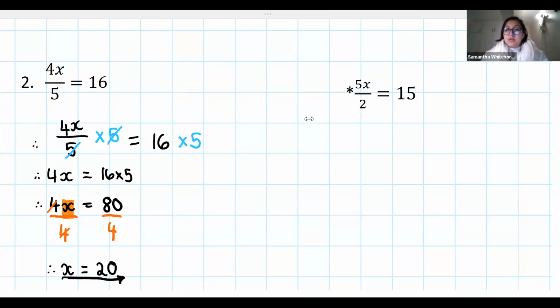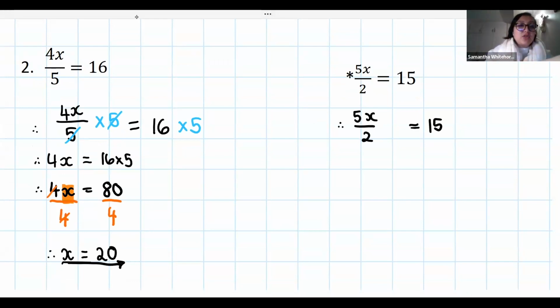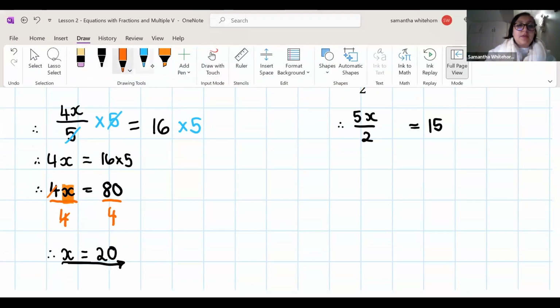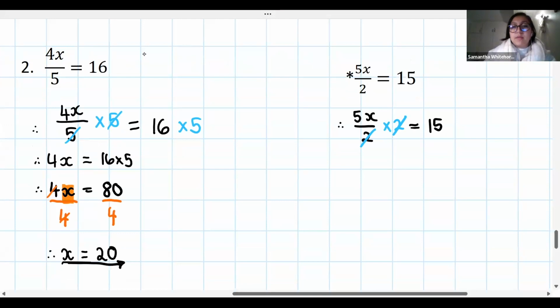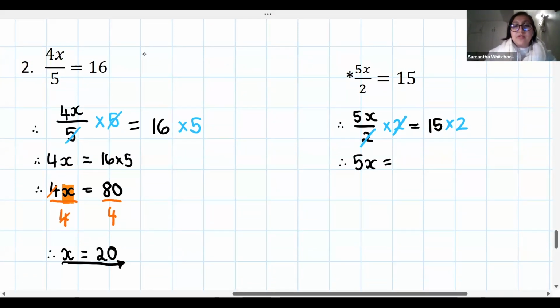So 5x over 2 equals 15. Right, so if we have a look, I'm not liking the fraction. I need to deal with that fraction situation. I'm dividing by 2, so that means that my opposite operation is to times by 2. That will get rid of the denominator. But if I do that on the left-hand side, I must do it on the right-hand side. So 5x is equal to 15 times 2, which is 30.